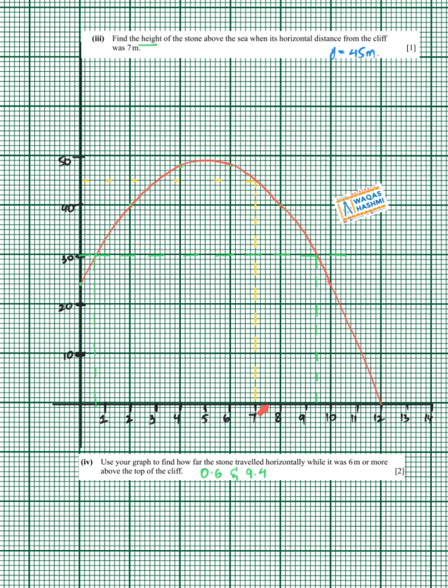That means now you need to find out that distance. So you need to find out the difference. 9.4 minus 0.6 gives you the final answer of 8.8. That is your final answer for the distance.